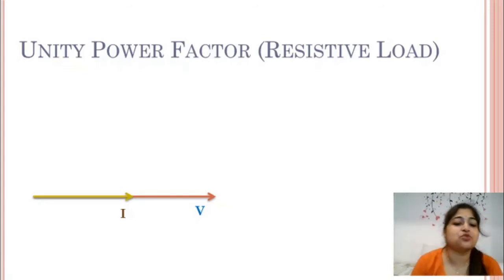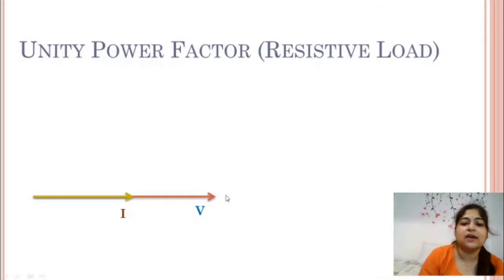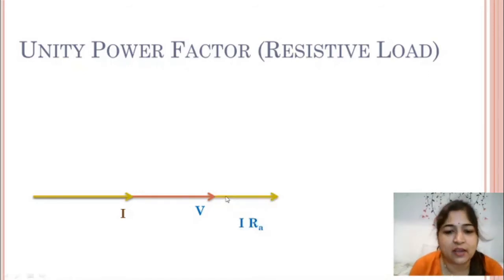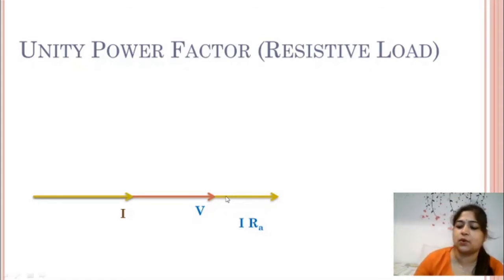And the next step is to draw IARA. So IARA will be in phase with I, but it will start from V. So it will continue here, in the same line. Like this, you will draw IARA, right? The next step is to draw IXL. So IXL and IXA combined give you IXS, right?